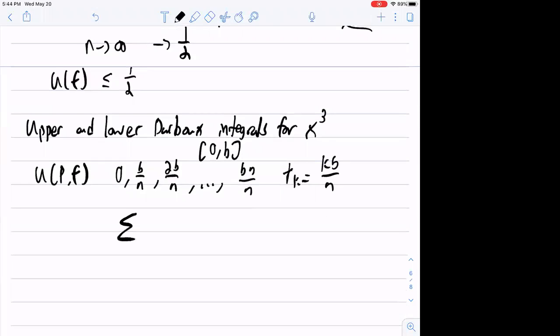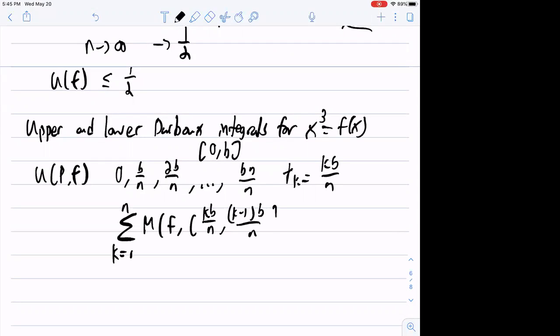So again, what is my sum? Sum from k equals 1 to n of m, so this is my f of x, m of f on, let me just think what it is. The interval is from (k minus 1)b over n to kb over n, right? That's t_k minus t_{k-1}, times, what's the length of my intervals? It's b over n. Hopefully that's clear. The length of these intervals is b over n.